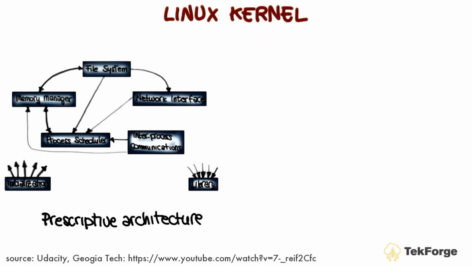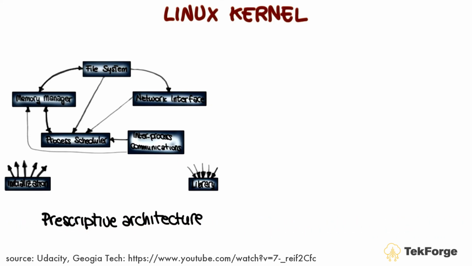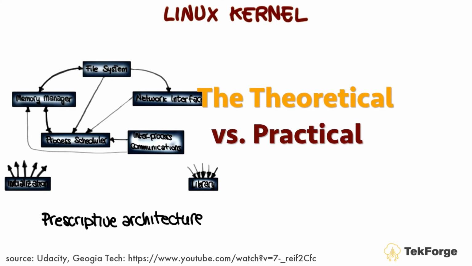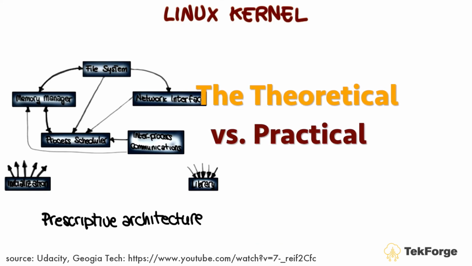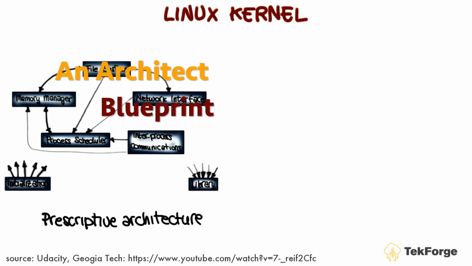This illustration gives us a side-by-side comparison of two architectural models of the Linux kernel, prescriptive and descriptive. It visually represents the theoretical versus practical arrangements of key components within the Linux operating system core. On the left, we have the prescriptive architecture, which shows the planned idealized structure of the Linux kernel. This diagram is akin to an architect's blueprint.